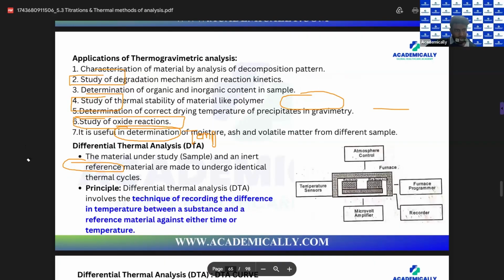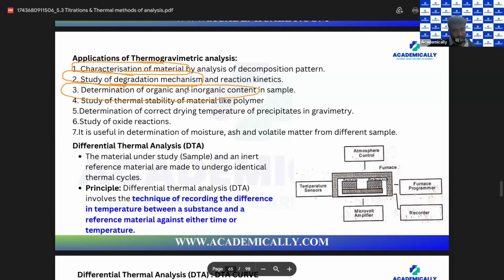Applications. So it is useful in the characterization of materials. Study the degradation mechanisms, because many of times when we perform the degradation studies, stability studies, accelerated condition studies, we need to identify whether the substance is being affected by the changes in the temperature, changes in the time, changes in the weight. So we perform the degradation mechanism studies as well. Determination of organic and inorganic content, because you are analyzing the sample. The rest are not that important. The first three are very, very important applications.